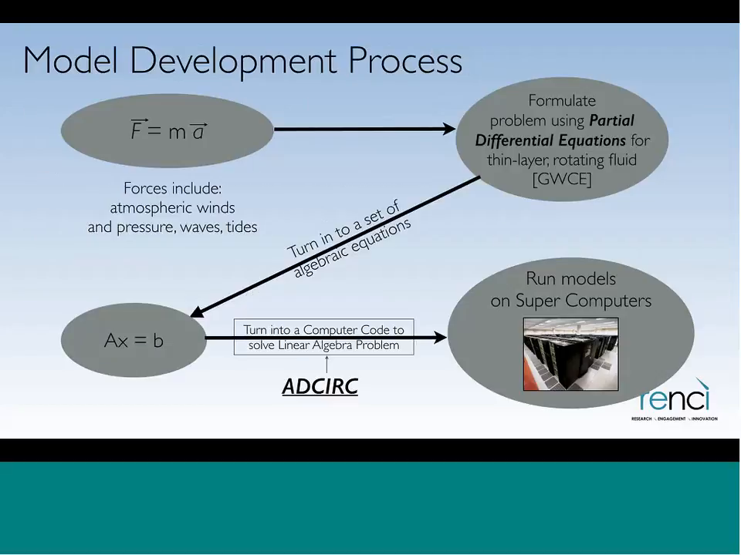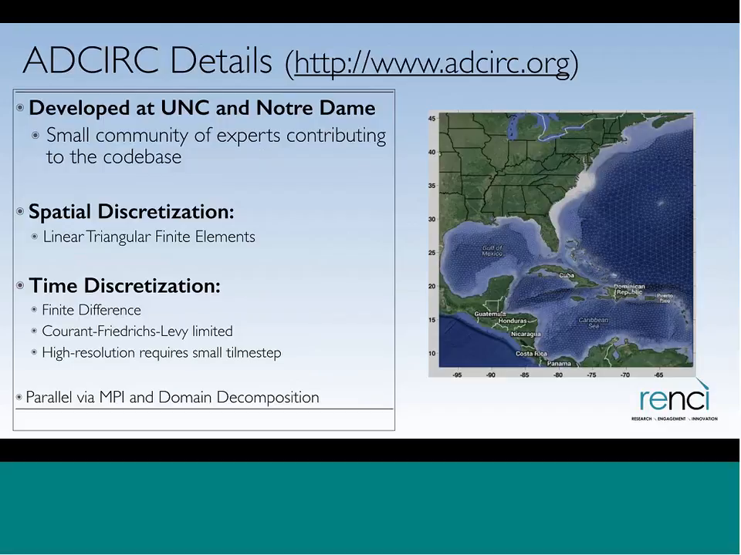So the way that we do that, typically, and this is in general, not just for our problem, you start with Newton's laws if it's, let's say, a fluid problem or a physics problem, and you turn it into partial differential equations that represent the problem you're interested in. Then you go down diagonally to the left and you turn it into an algebraic problem that the computer can actually solve. And then you turn that algebraic problem into software, and that software part is the ADCIRC model. It's doing that last piece from Ax = b and then running it on a supercomputer if it's a very large problem. So ADCIRC was developed at UNC and Notre Dame.